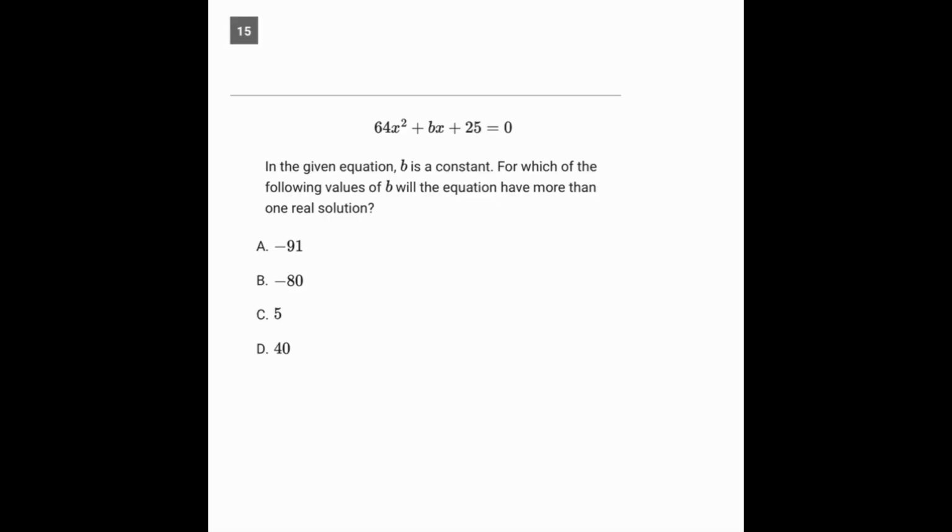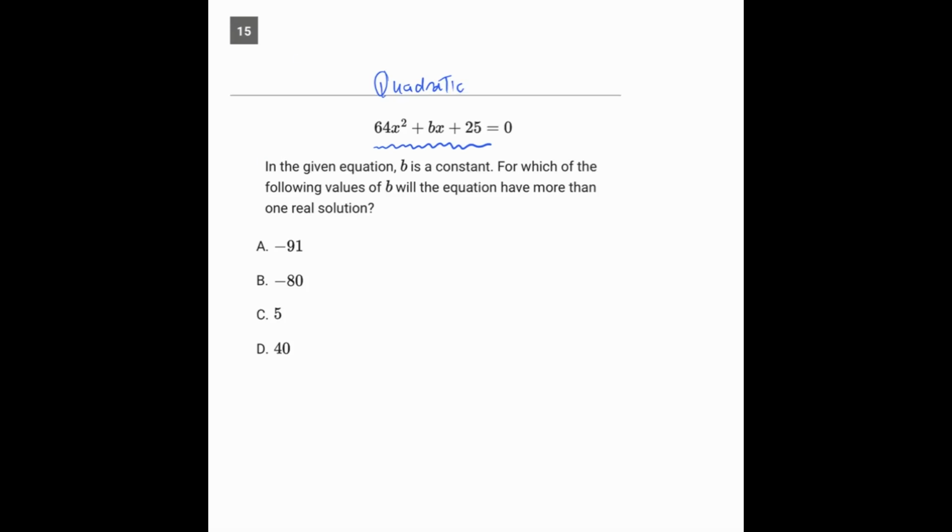Coming over to question 15 now. Let's just stop for one second right at the beginning and think about what kind of function this is. If it's linear, x and maybe y would be to the first power. If it's quadratic, you'll have x to the second power, or you'll have y equals x to the second power, or some variation of that. Here, this is a quadratic.